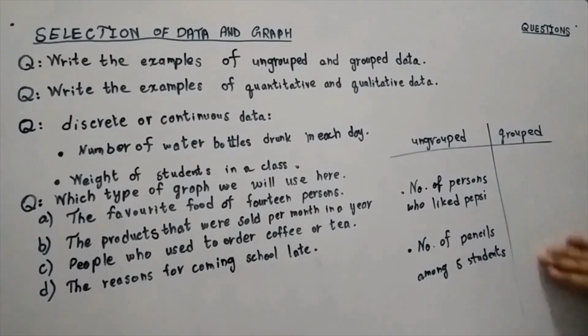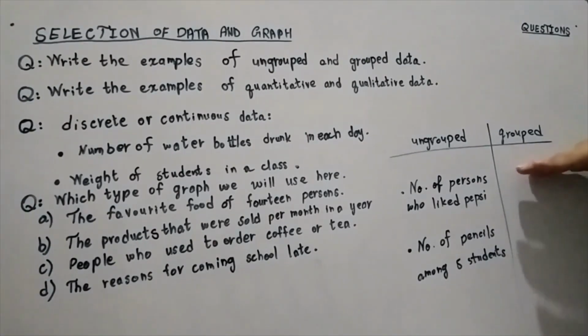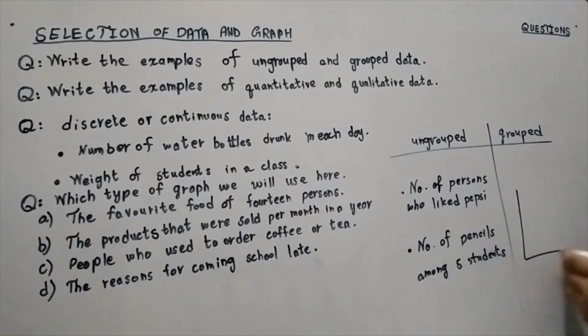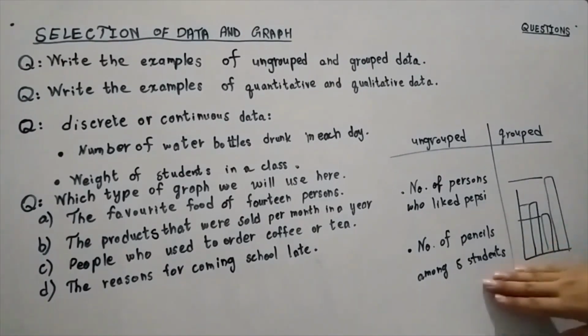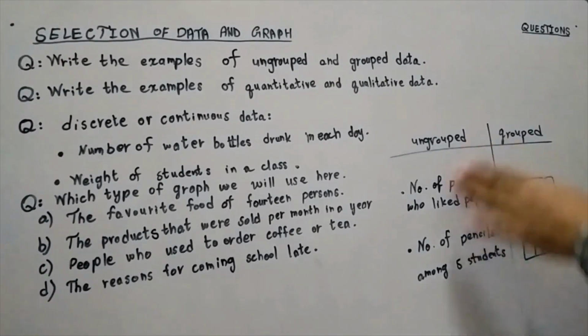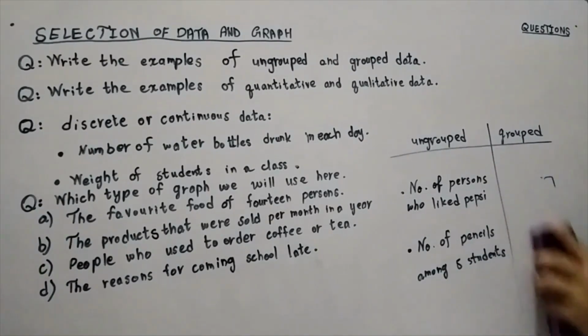So how can I draw a graph? I can say that the first student has how many pencils? 4. So I will mark like this. Here this bar is representing our first student, so it has 4 pencils. Here it has 3 pencils, here it has 7 pencils. Okay, clear? So this is another example of ungrouped data.